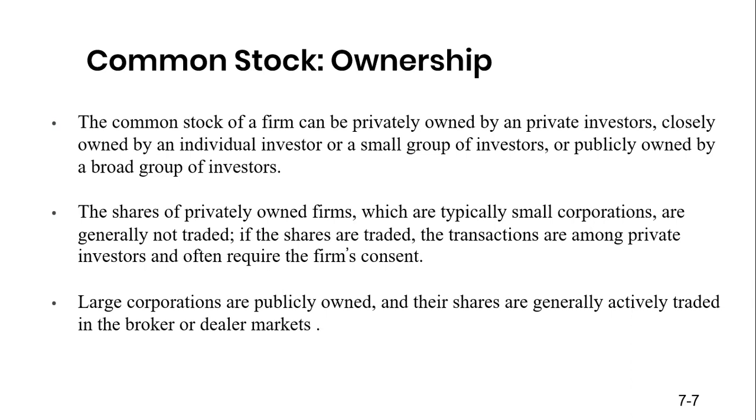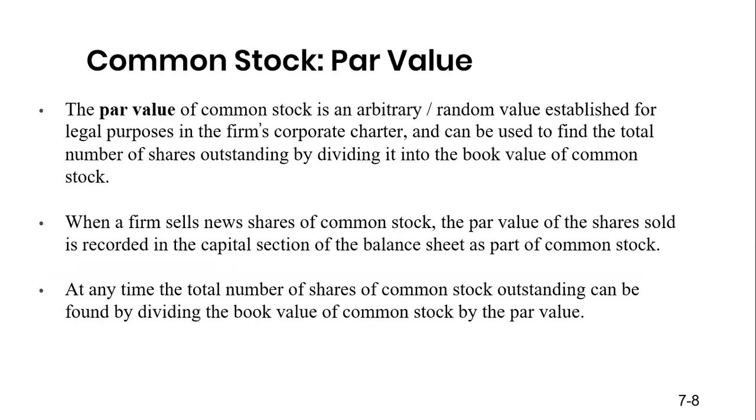Large corporations are publicly owned for everyone. Anyone can go to the brokers or dealers market, where they can help them buy shares. These shares are determined by what we call par value. It is an arbitrary random value established for legal purposes in order to determine the value of the shares, and by dividing them by the book value of the common stock. When a firm sells its shares of common stock, the par value of the share sold is recorded.